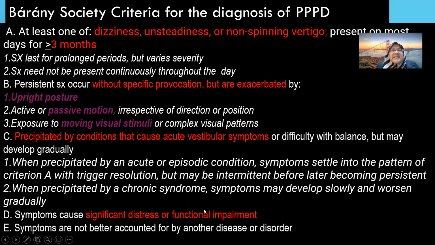Okay, so according to the Barany Society, for the diagnosis of triple PD, or what we call PPPD, at least one of dizziness, unsteadiness, and non-spinning vertigo must be present for most days for more than 3 months. So it's a prolonged symptom, but also severe, and a persistent symptom that occurs without specific provocation. Often it is exacerbated or worse during upright posture or passive motions, and also exposure to moving visual stimuli, or what we call visual vertigo, something like that.